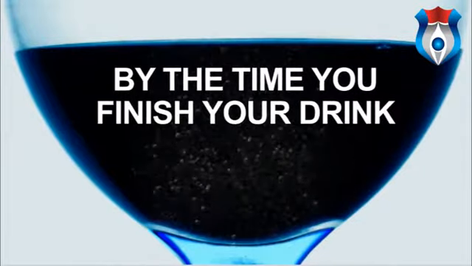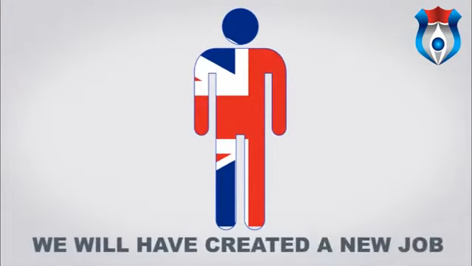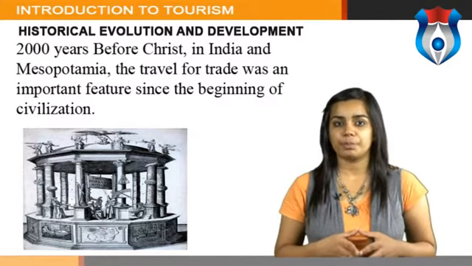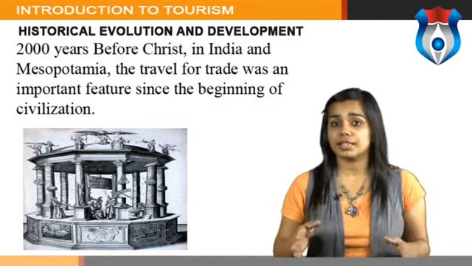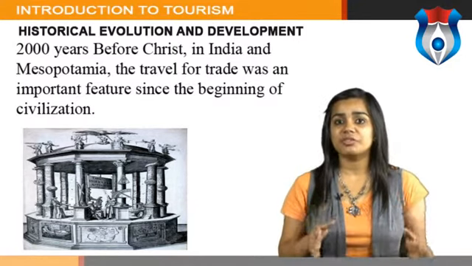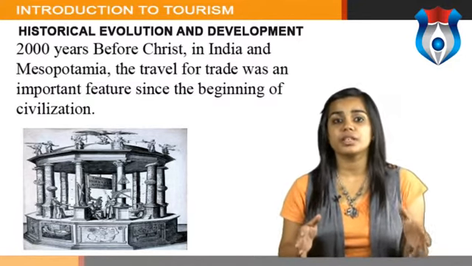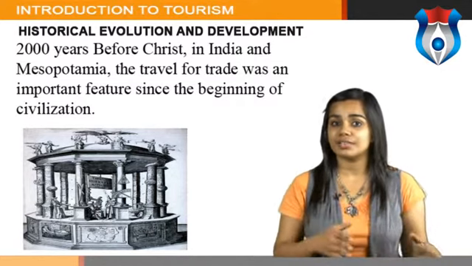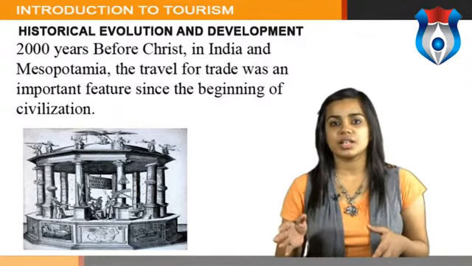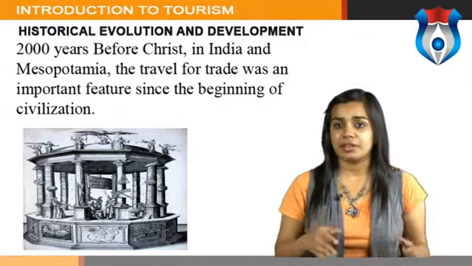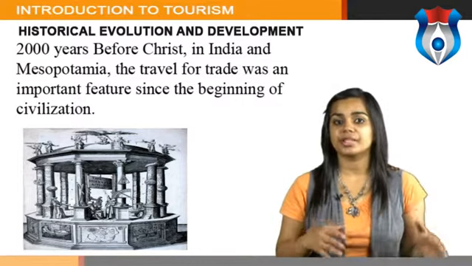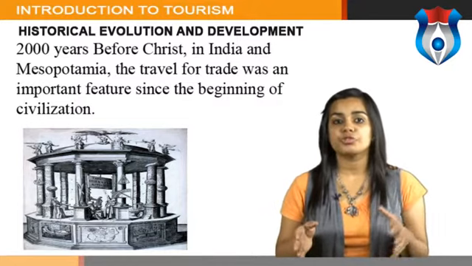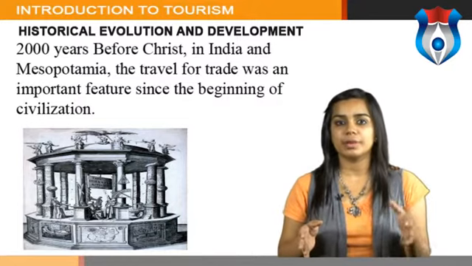Now moving on to the next topic, we will discuss the historical evolution and development. 2000 years before Christ, in India and Mesopotamia, travel for trade was an important feature since the beginning of civilization. The port at Lothal was an important center of trade between the Indus Valley civilization and the Sumerian civilization. In 600 BC and thereafter, the earliest form of leisure tourism can be traced as far back as the Babylonian and Egyptian empires. A museum of historic antiques was opened to the public in Babylon.